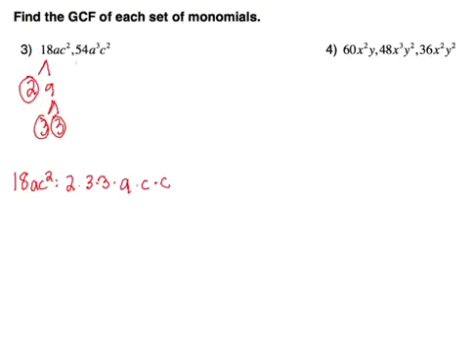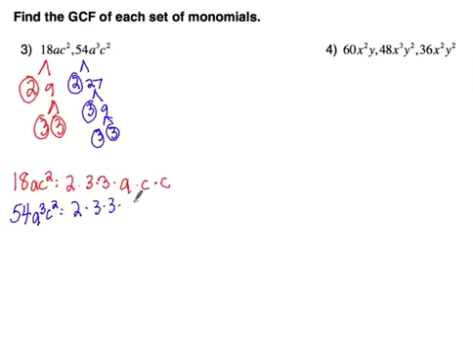Then the second one, let me get a different color. So 54 breaks down into 2 and 27. Perfectly. Then 27 breaks down into 3 and 9. And then 9 breaks down into 3 and 3. Okay. And so then, let's see here, 54 a to the third c squared is 2 times 3 times 3 times 3 times A times A times A times C times C. So we broke down, we did like we did in 8.1.